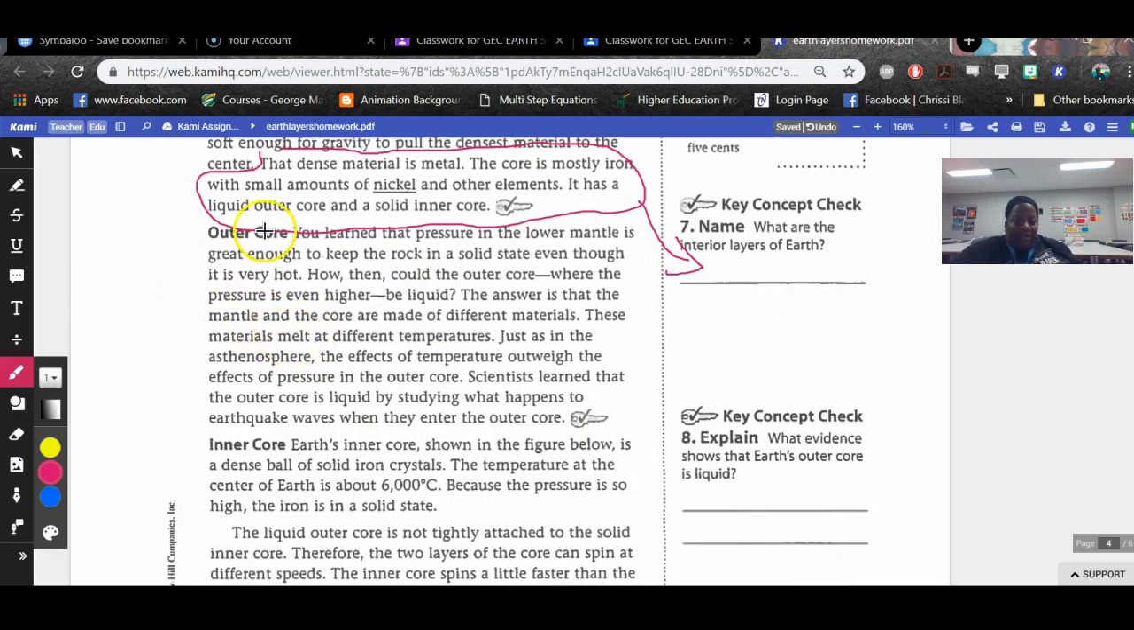Now, talking about the outer core. You learned that pressure in the lower mantle is great enough to keep the rock in a solid state even though it is very hot. How then could the outer core, where the pressure is very high, be liquid? The answer is that the mantle and the core are made of different materials. These materials melt at different temperatures. Just as in the asthenosphere, the effect of temperature outweighs the effect of pressure in the outer core. Scientists learned that the outer core is liquid by studying what happens to earthquake waves when they enter the outer core. Ding! What evidence shows that Earth's outer core is liquid?